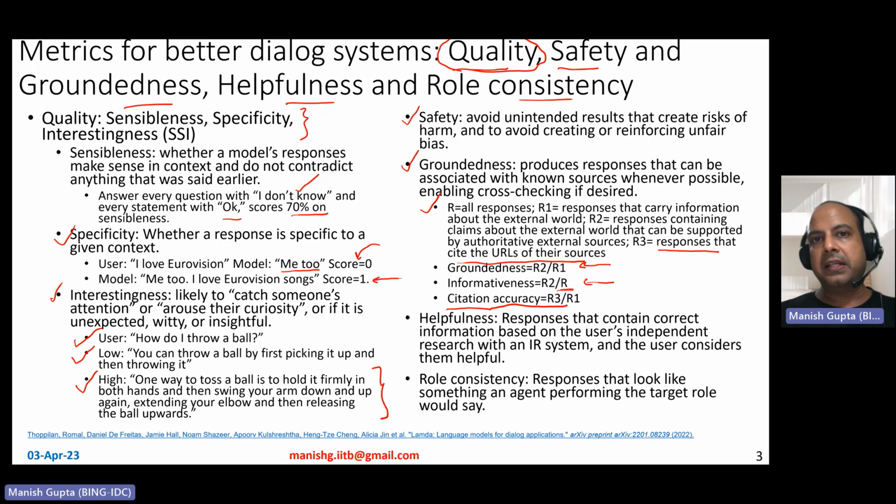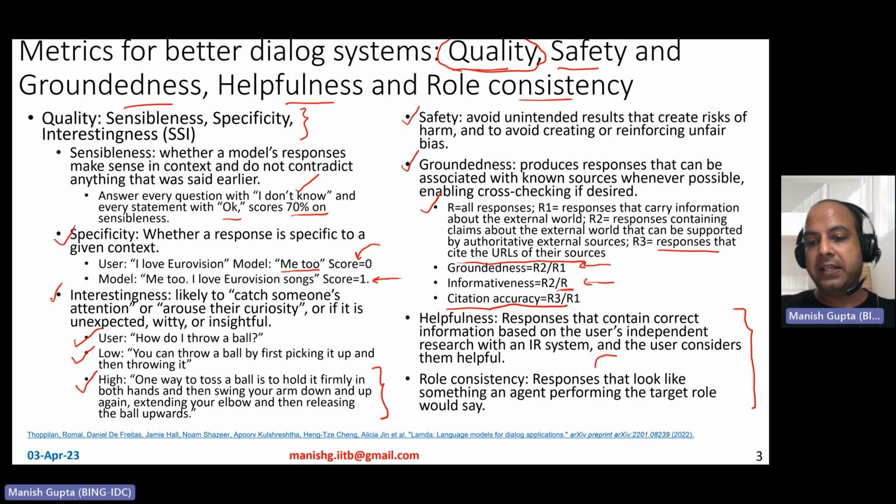Now, dialogue systems can basically be used to play a certain role. For example, act as a car rental booking agent, or act like a movie recommendation system, and so on. So in those cases, you can also measure helpfulness and role consistency of such systems. Helpfulness is defined as responses that contain correct information based on the user's independent research within an information retrieval system. The user could just query and try to find answers. And if the responses that the bot provides without the user doing information retrieval are the same as what the user could find by doing a search, then it's called helpful responses, right?